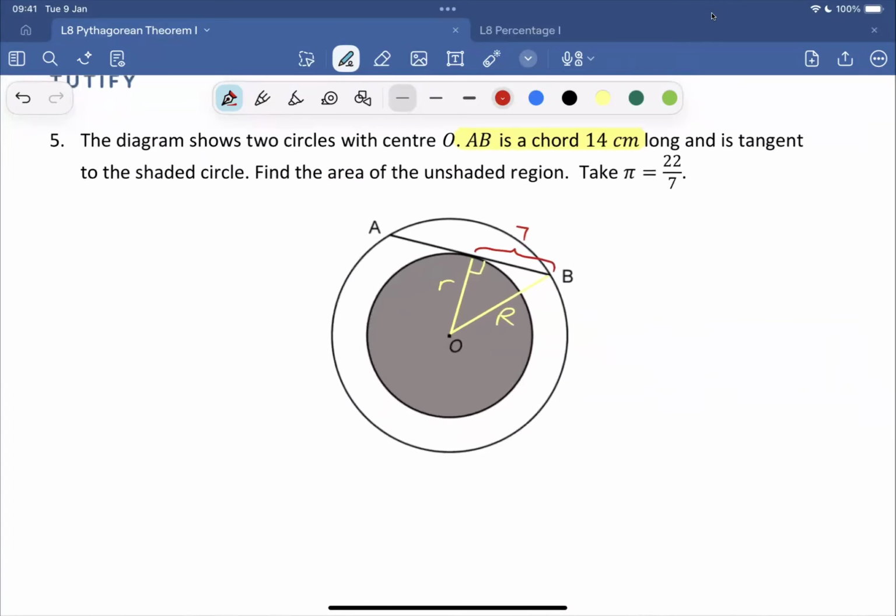Students, I'm going to give you 2 minutes. I think you should be able to tell me the area of the unshaded region. That means the white area. Type your answer in the chat. Your time starts now.